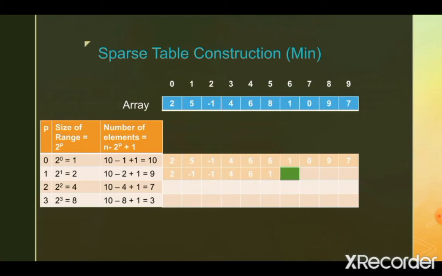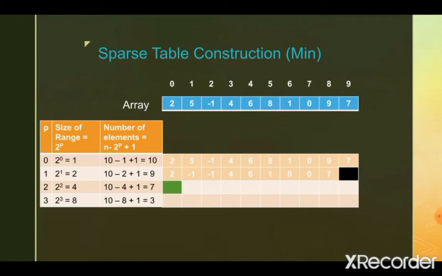The same process we are repeating every time and computing. Now this is the final element. So we know that the minimum is 7 here. After computing, we have reached the end because we cannot go further. So the second row, which corresponds to 2 to the power of 1, contains only 9 elements. The 10th element is blank.